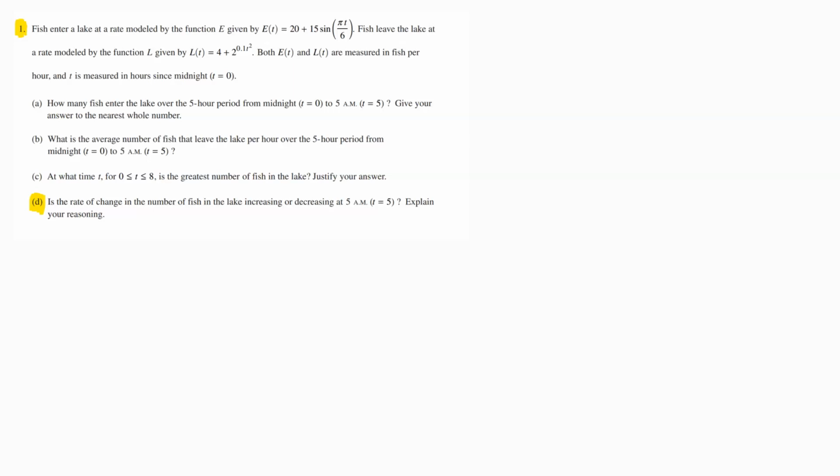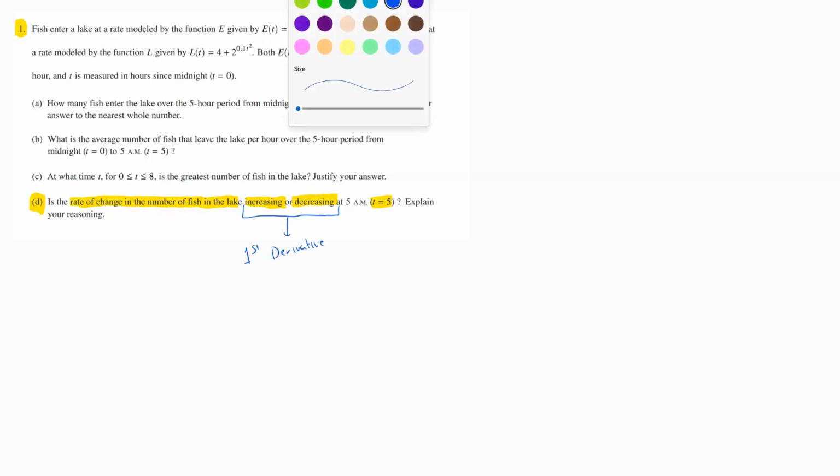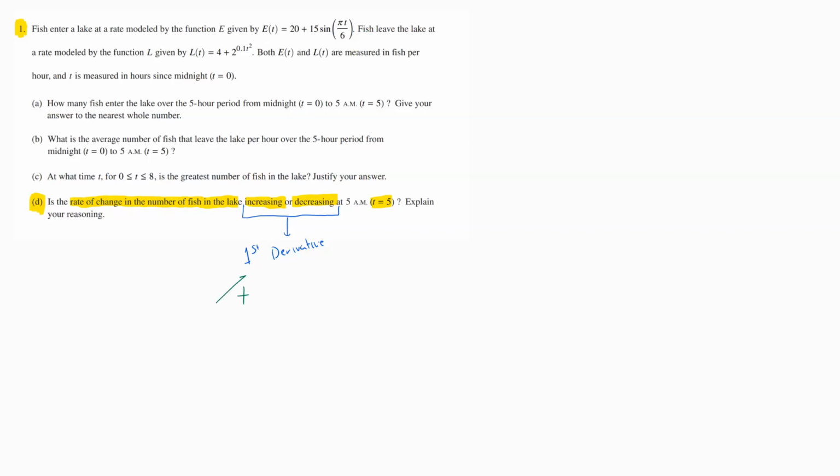Looking at part D here, they're asking us, is the rate of change in the number of fish in the lake increasing or decreasing at this specific time at t equals 5? Whenever we see terms like increasing and decreasing, this is really first derivative information. Remember that when our first derivative is positive, that tells us that we have an increase happening. If our first derivative is negative, then that tells us that we've got a decrease occurring.